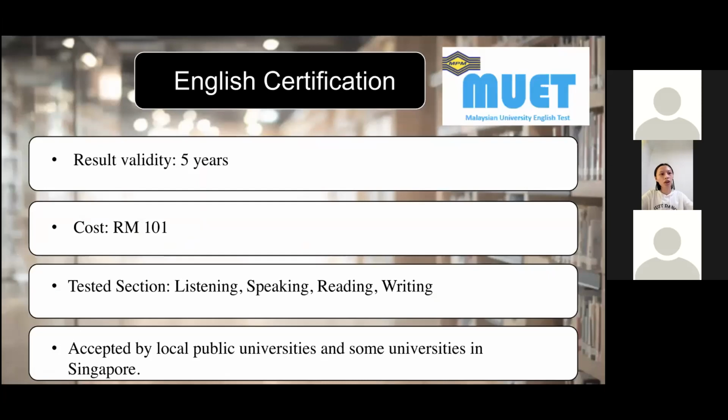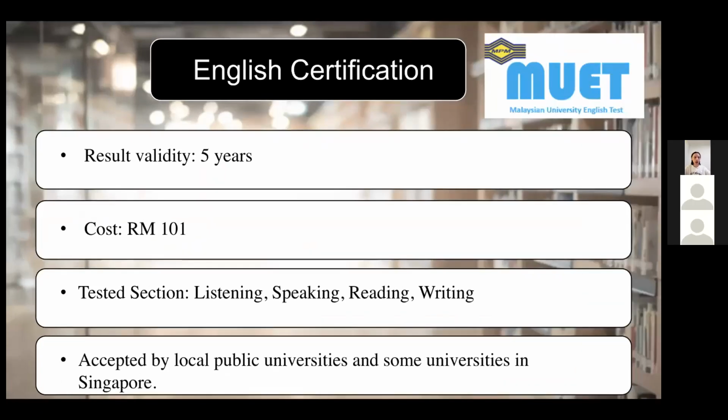Hello everyone, I'll continue with the English certification for STPM. As you can see from the logo in the slide, the English certification for STPM is MUET, which is the Malaysian University English Test. The result validity is 5 years, and the cost for the test is 101 ringgit. There are 4 tested sections, which are listening, speaking, reading, and writing, and all these sections hold the same weightage of the final score, 25% each. That means students are expected to do well in each section.